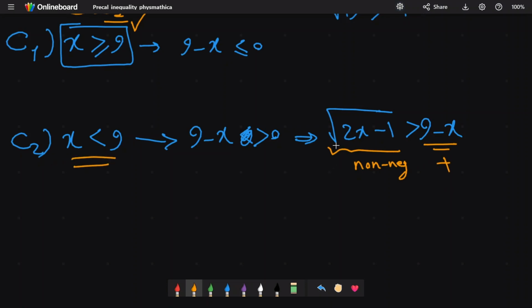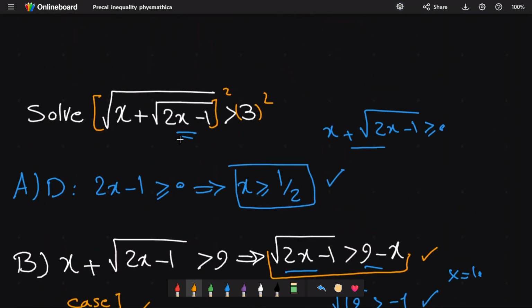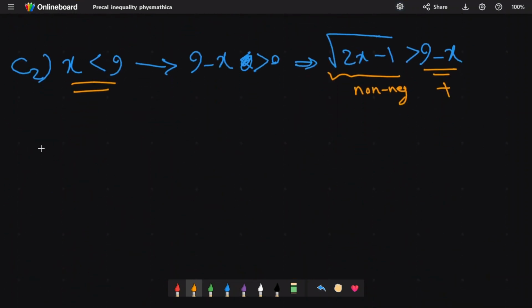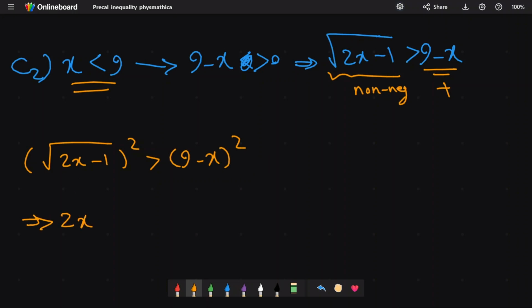So considering that, we can again simply take both sides to the power of 2. Let's just do that. So I have the square root of 2x minus 1 to the power of 2 bigger than 9 minus x to the power of 2. If I go to solve this, the square root is going to vanish with the power of 2, and I'm going to have 81 minus 18x plus x squared.